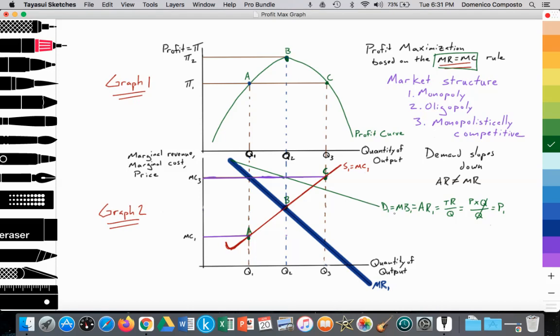To simplify this, we're going to label demand as equal to marginal benefit, equal to AR, which we can also say is equal to price. So again, demand equals marginal benefit equals AR, which equals price. We'll say that's price one, or various prices along the demand curve. But the marginal revenue curve is less than the average revenue curve. No longer are these two equal. We see that AR is greater than MR.